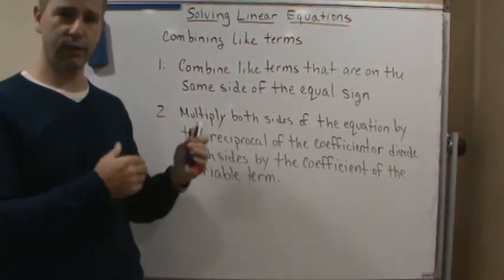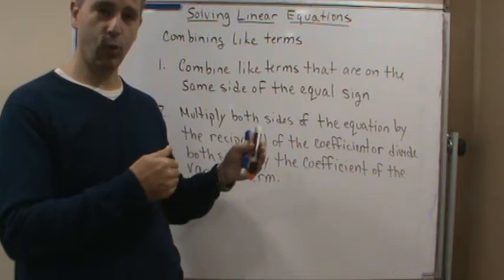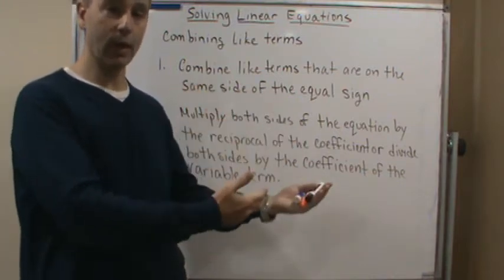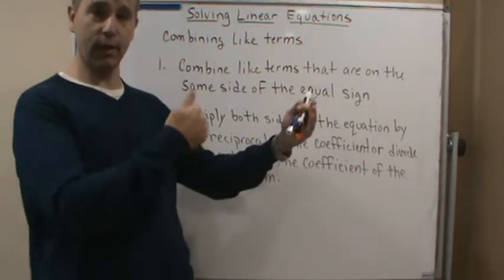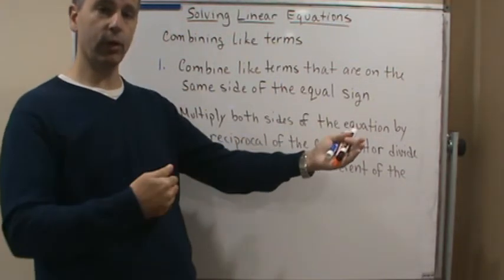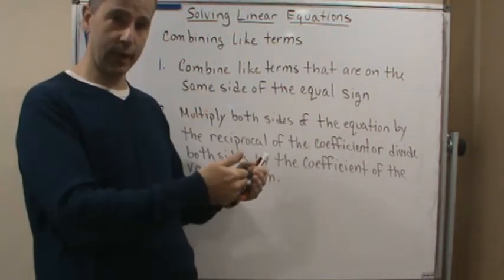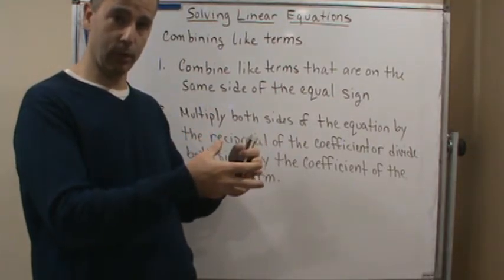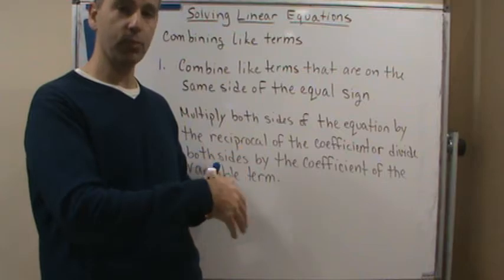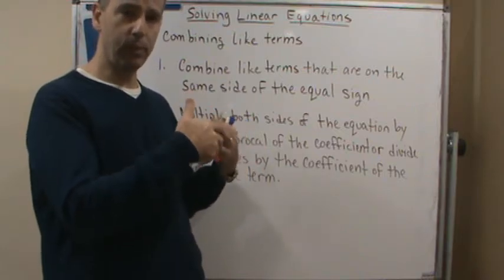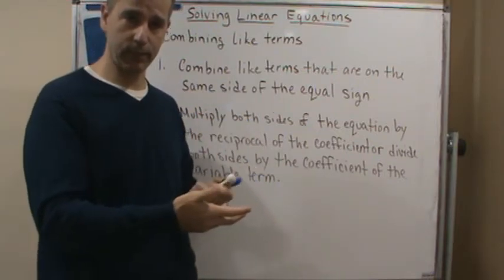Especially if it's the variable term and you are trying to get all the variables to one side of the equal sign, sometimes you'll have like terms that involve that variable. So then you'll have to combine those like terms with the same variable, and then you'll have to isolate that variable by using either multiplication or division, okay?